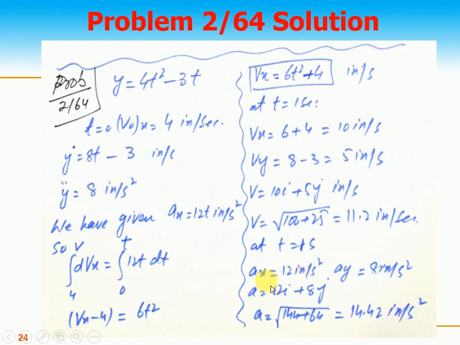Similarly, the acceleration: we have ax is 12t square, where t is equal to 1, is 12 inch per second square, and ay is 8 inch per second square. So this is 12i plus 8j, and the acceleration is 14.42 inch per second square.